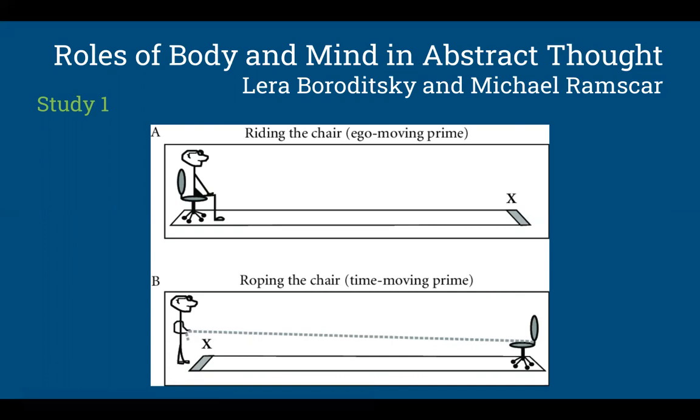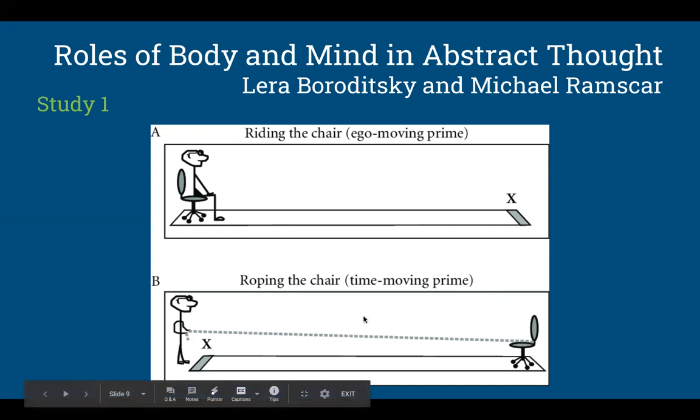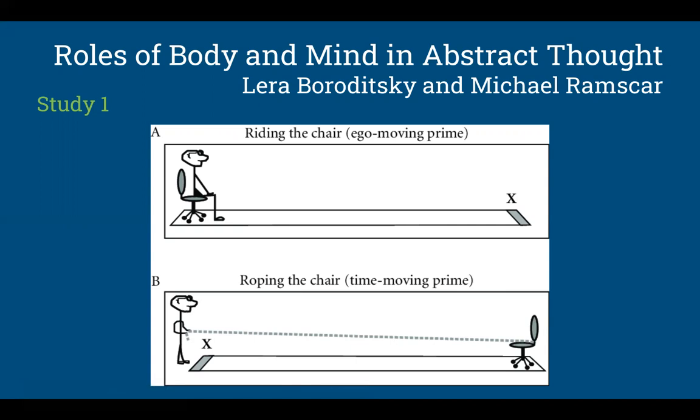So the results were, as predicted, people used primed spatial information to think about time. The subjects primed to think of objects coming towards them, like this, were more likely to think of time coming towards them. So 67% answered Monday and 33% answered Friday. Subjects who were primed to think of themselves moving through space, which is this one, showed the opposite pattern. Only 43% answered Monday and 57% answered Friday.